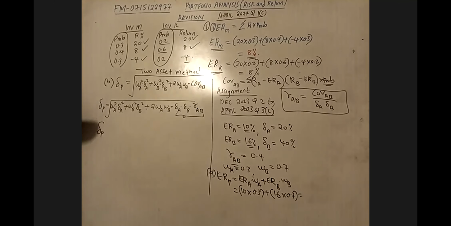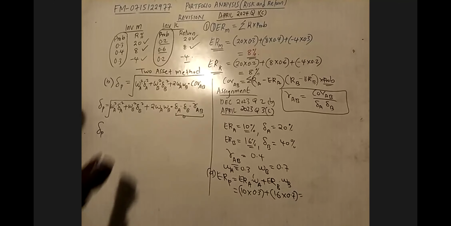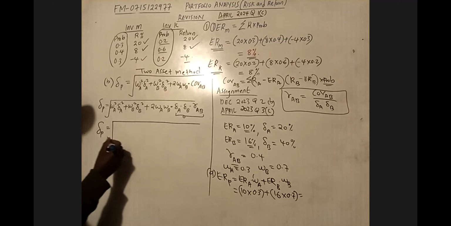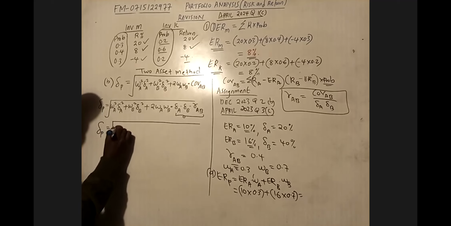We call the two asset method. So kutoka mjani wanakuambia use the two asset method. Just know they're talking about this. So you put it down. So the weight ya kwanza ni 0.3, ya A ni 0.3 squared.